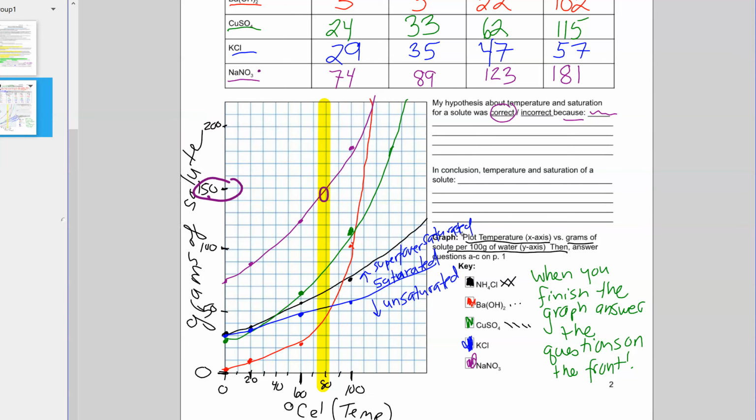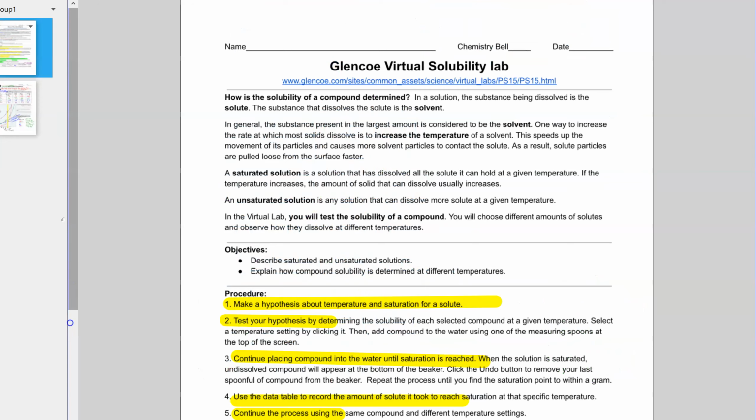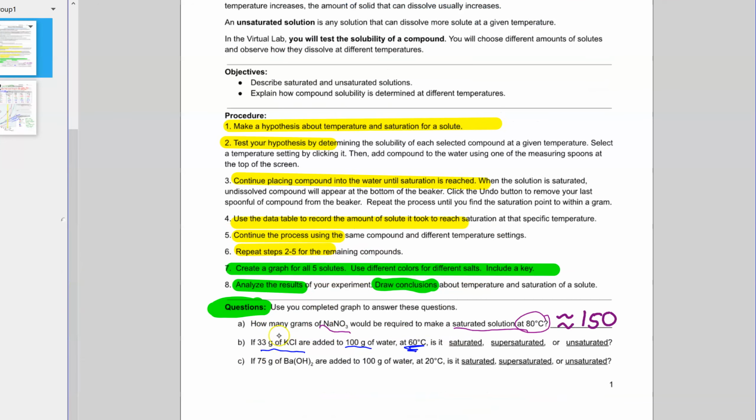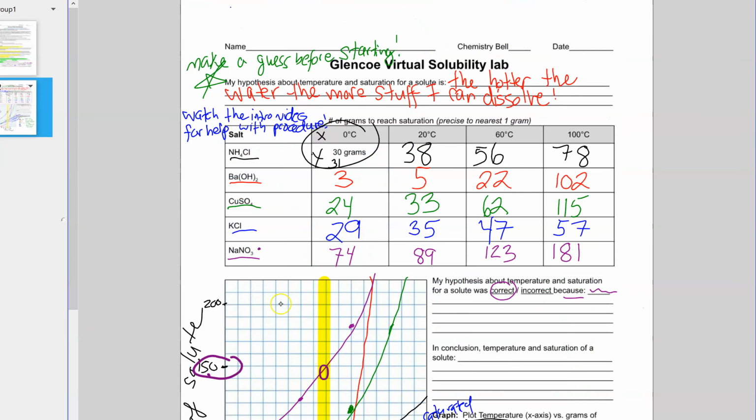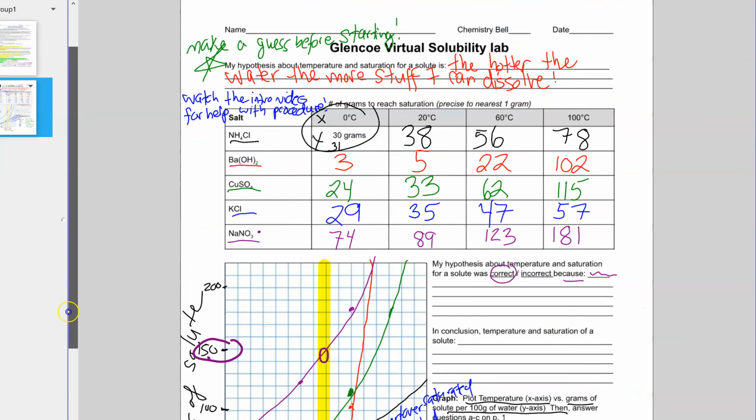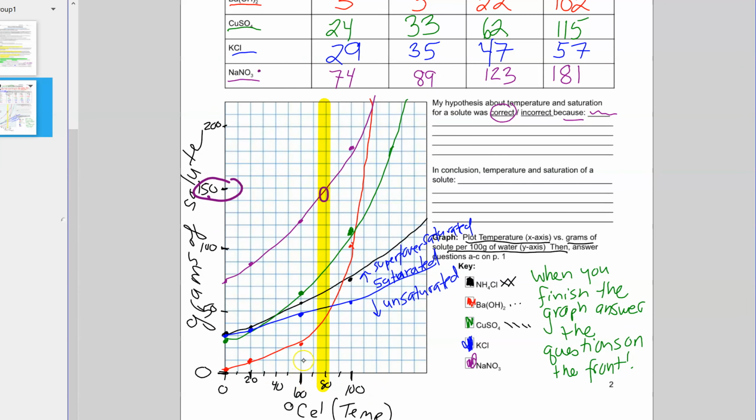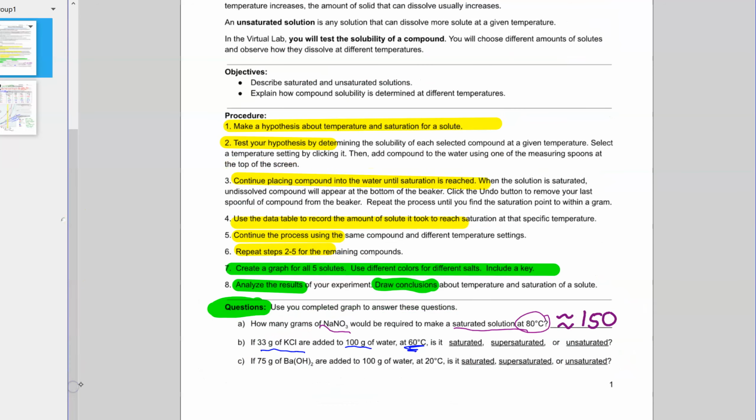Okay, so that's what we're looking for. We're going to look at that point, and we're going to see, is it on the line, above the line, or below the line? And so for KCl, they want to know 33 grams. Now, it's 100 grams of water. That's standardized from the experiment, 60 degrees. So 33 and 60. So let's find 60. So here's 60, 10, 20, 30, here's 33. So are we above the line, below, or on the line? We're definitely below the line, so we are unsaturated. So for this part, we're going to say it is unsaturated.